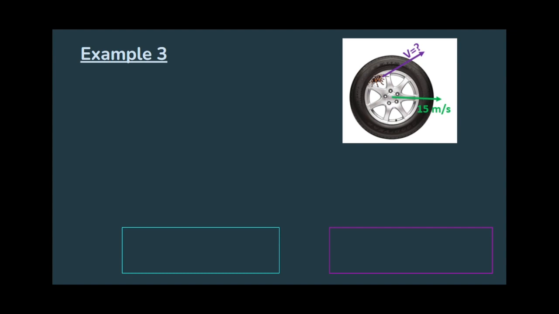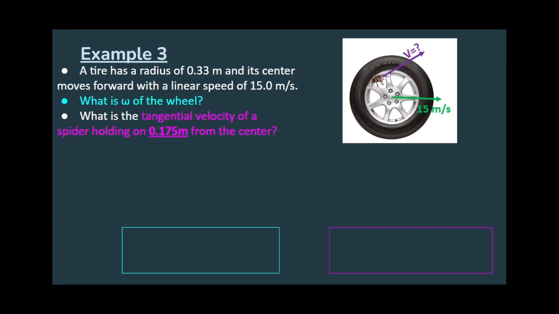Let's take a look at another example problem, because we can never have too many. A tire has a radius of 0.33 meters and its center moves forward with a linear speed of 15 meters per second. We want to figure out what the omega of the wheel is. And we also want to figure out what the tangential velocity of a spider holding on at 0.175 meters from the center is. So if we look up above, we're actually given our variables in translational quantities.